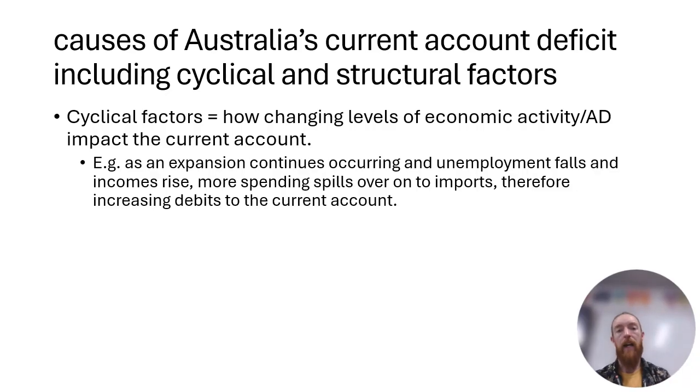Then when we get to our current account, we have causes of a current account deficit: cyclical and structural factors that impact our current account balance. With cyclical factors, it's about how changing levels of economic activity impact the current account. And this kind of works counterintuitively to what you'd think, so it's really important to know the process here.